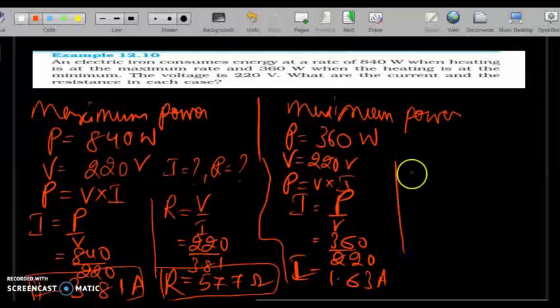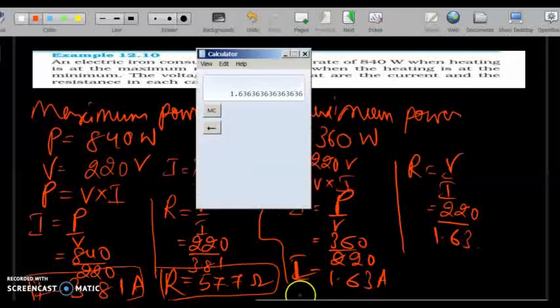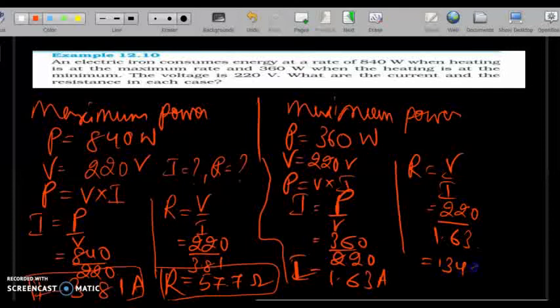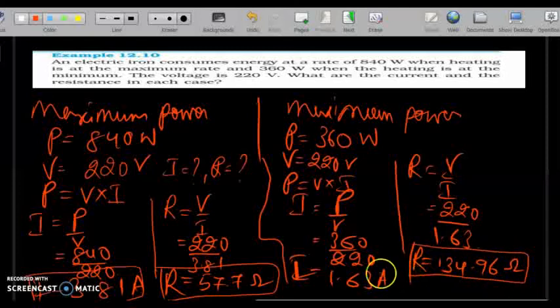Now let us calculate resistance R equal to V by I. What is V, children? V is 220 volt. I we calculated 1.63. So what is that? 220 divided by 1.63 is equal to 134.96. So that's 134.96 ohm. So thus we have calculated the corresponding resistance also.